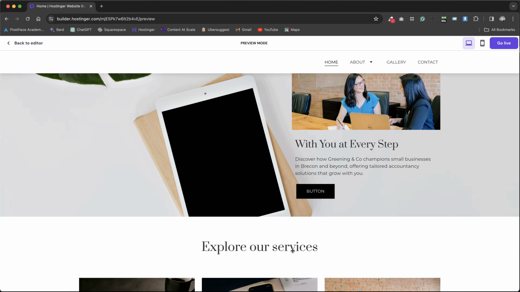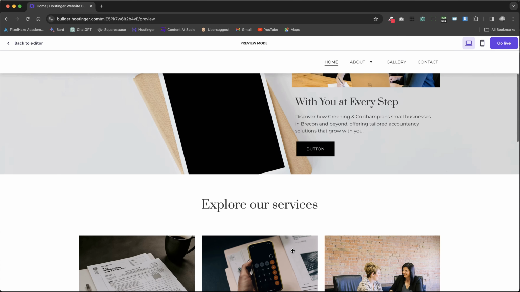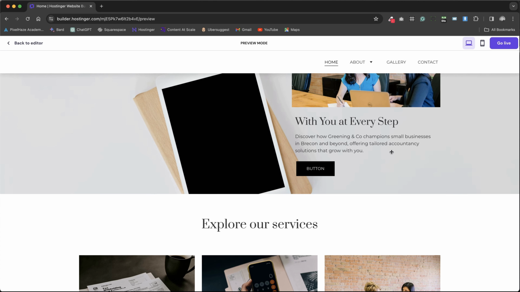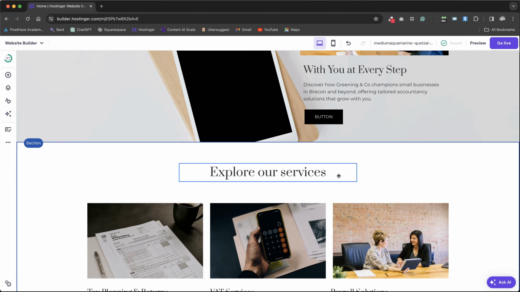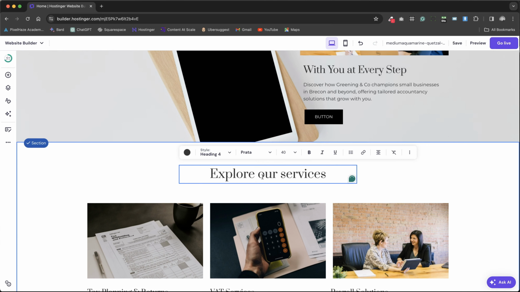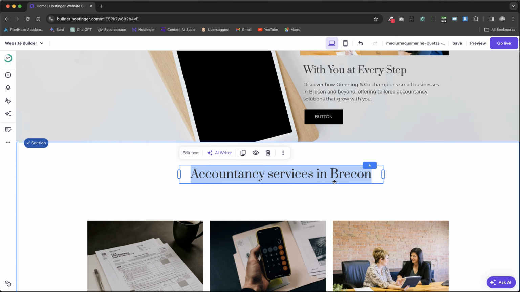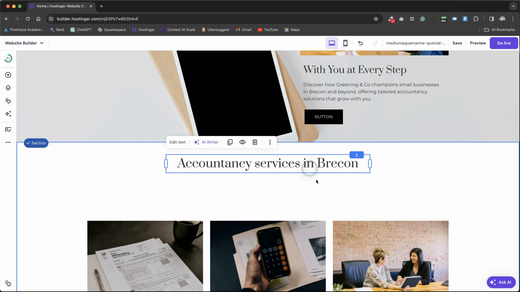Once this decision is made, we can then focus on optimizing the density of these keywords. For instance, we have identified Brecon and accountancy as two distinct keywords for this page. The next step involves integrating these keywords seamlessly into the content. We might incorporate phrases like accountancy services and name of location to achieve this. Adjustments may be necessary to ensure these terms fit well within the overall design.